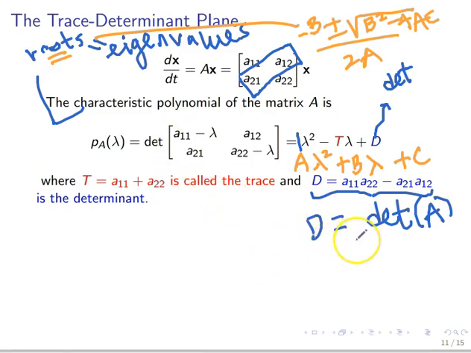Another thing to note here is that the determinant of the matrix A is not the same as the determinant of this matrix. This matrix here, where we're subtracting lambda, that's the matrix using the definition of the characteristic polynomial. They're similar, but they're not quite the same matrix, right? So when we refer here to the capital letter D, we're referring to the determinant of the original matrix.